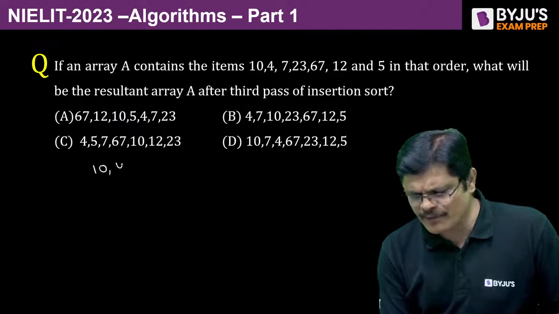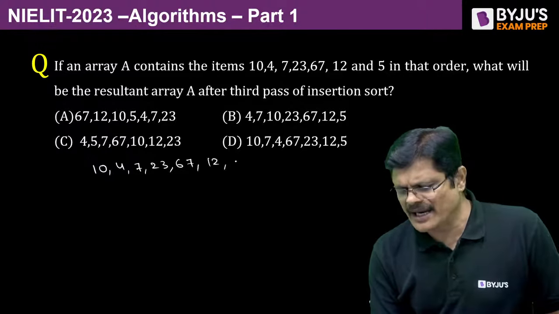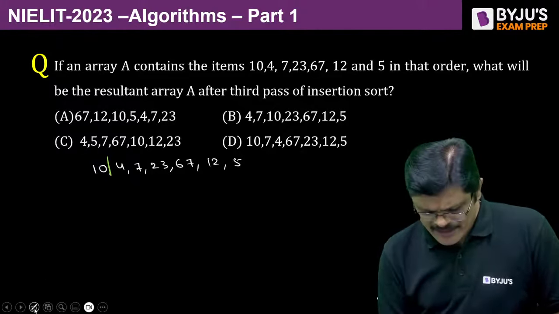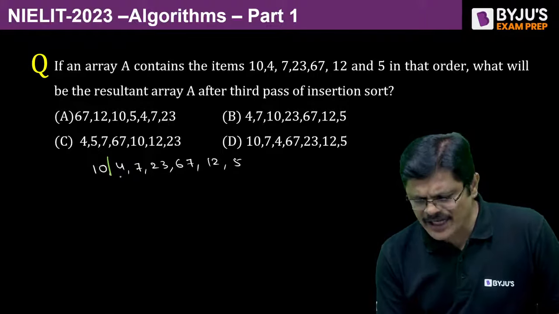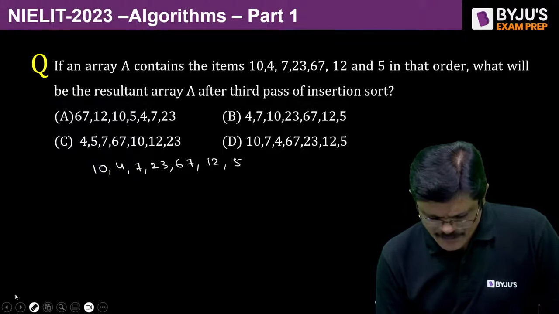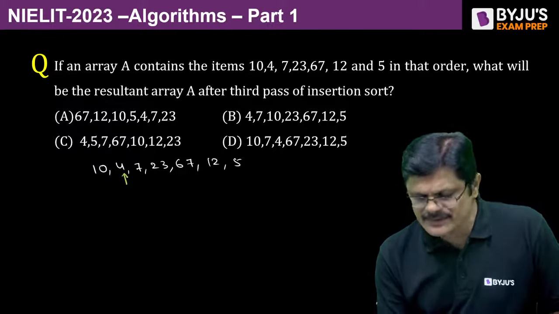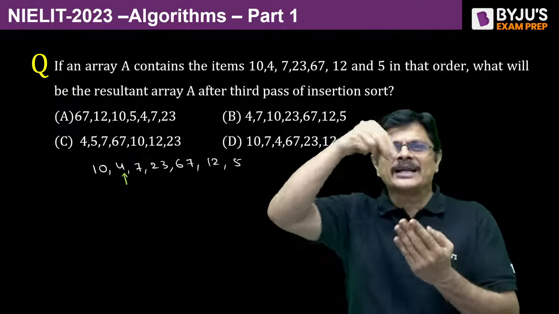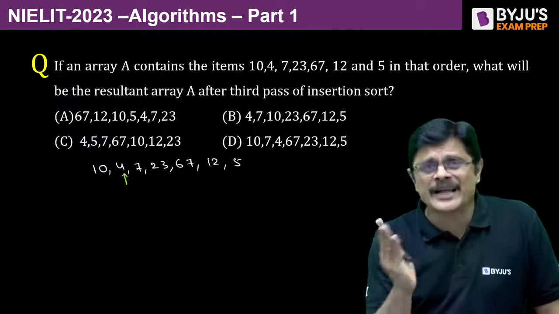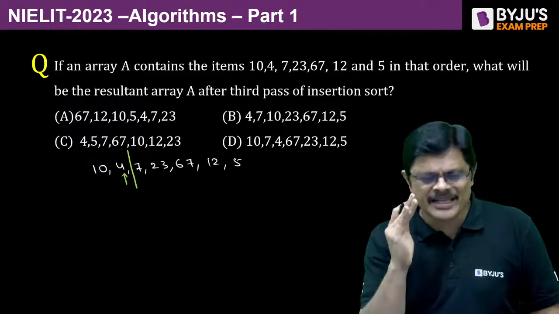So if it is 10, 4, 7, 23, 67, 12 and 5, in the first iteration, a single number is always sorted. In the first iteration, we start with this, my dear friends. You consider this particular number and try to keep it at its correct position. Because 4 is smaller than 10, 4 should be placed to the left. Here we are going to consider only up to here in insertion sort.